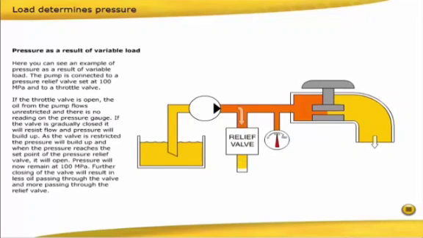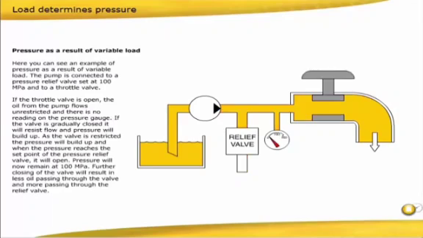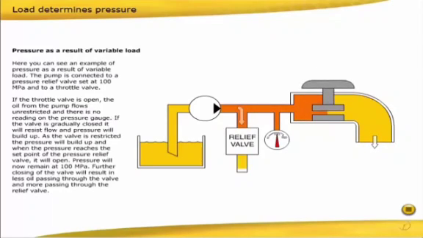As the valve is restricted, the pressure will build up, and when the pressure reaches the set point of the pressure relief valve, it will open. Pressure will now remain at 100 megapascals. Further closing of the valve will result in less oil passing through the valve and more passing through the relief valve.